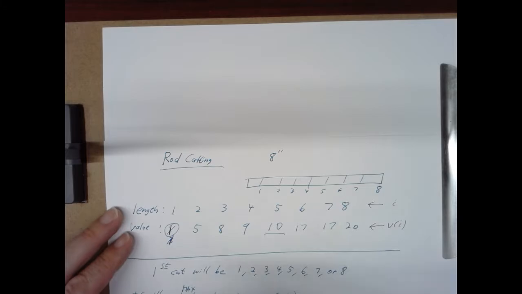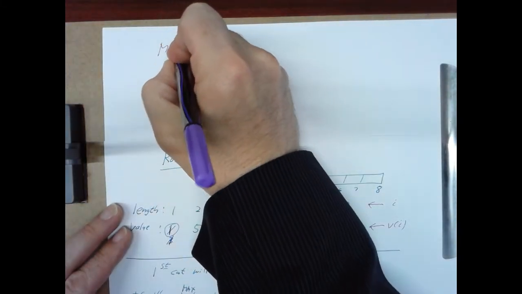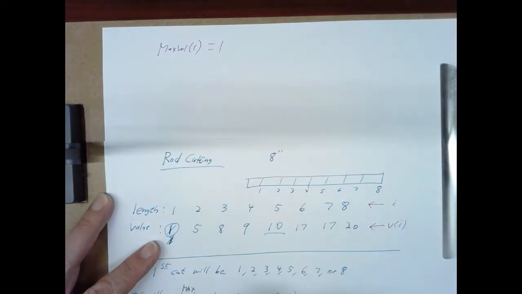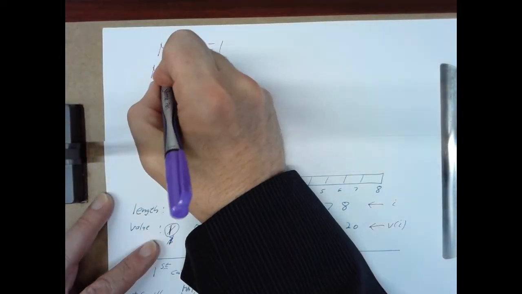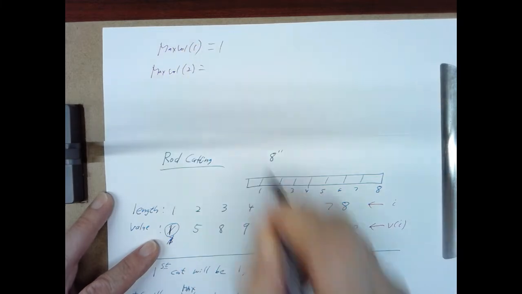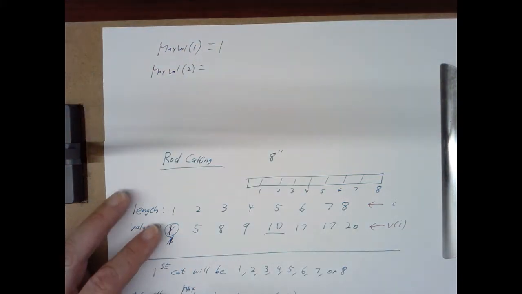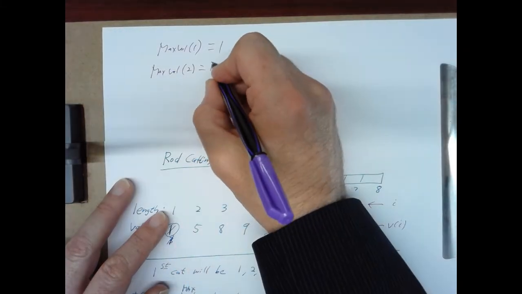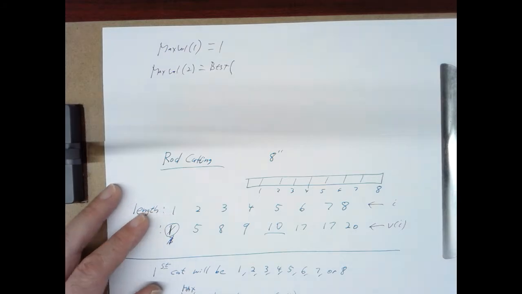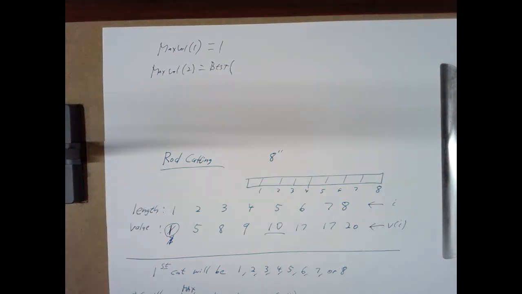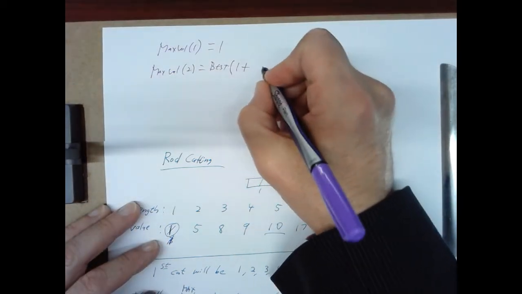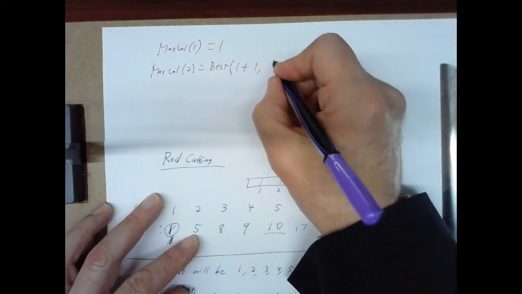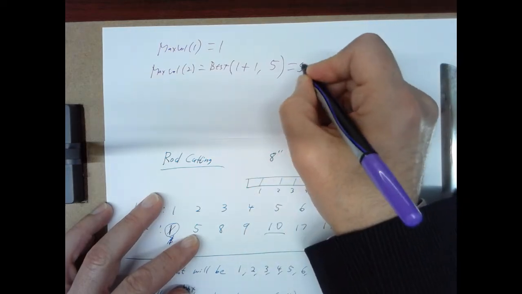So if we wanted to work upwards, we could say, what's the MaxVal of a 1-inch piece? Well, it's 1. MaxVal of a 2-inch piece, we have 2 possibilities. It's the best of the following. Cut off a 1-inch piece first, which gives us 1 plus maximum value from 1, or just cut off a 2-inch piece, which gives us 5. So MaxVal of 2 is 5.